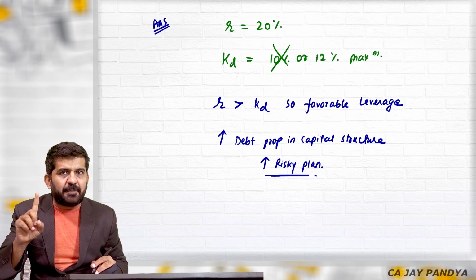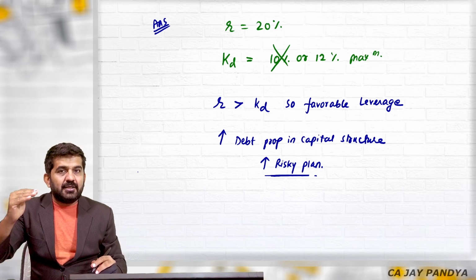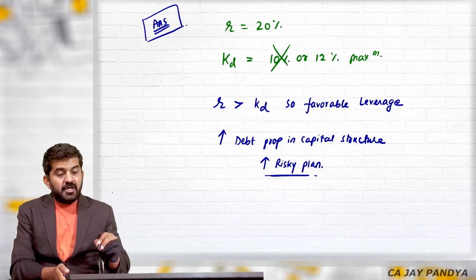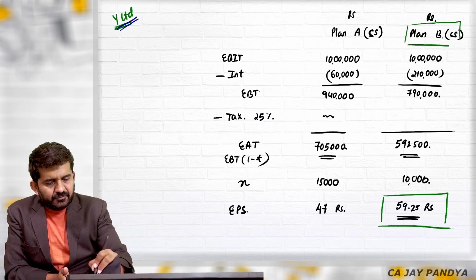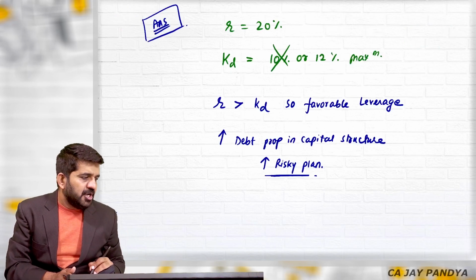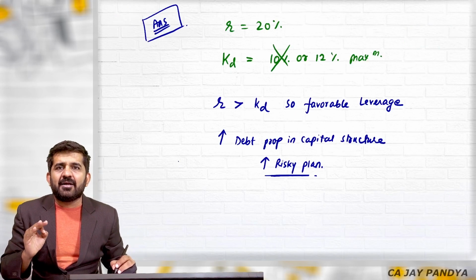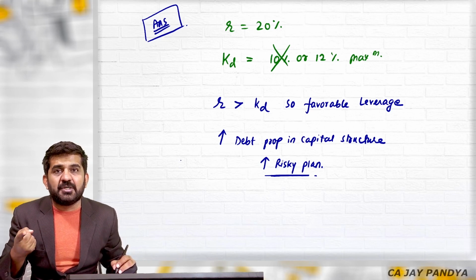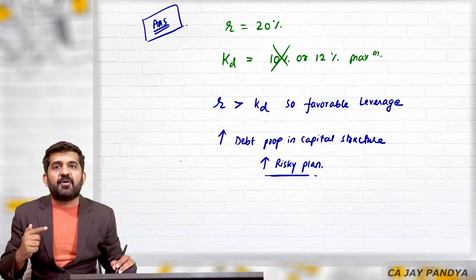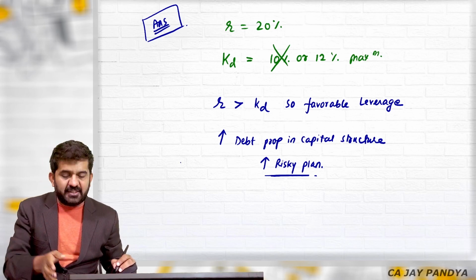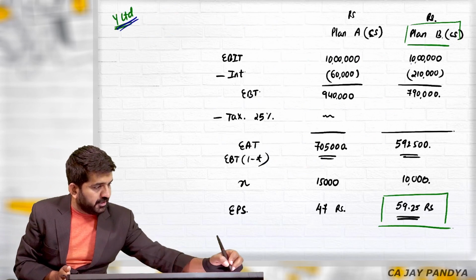I expect all the students in the classroom to do this also. Write down this answer in your examination. Try to write down this answer in one line. As R, which is 20%, is greater than KD, which is maximum 12%, there is a favorable financial leverage. Higher risky plan will always be selected, and in our answer also it is a higher risky plan.